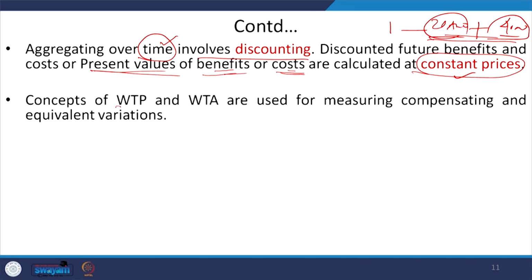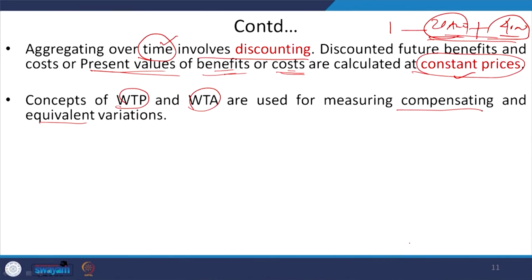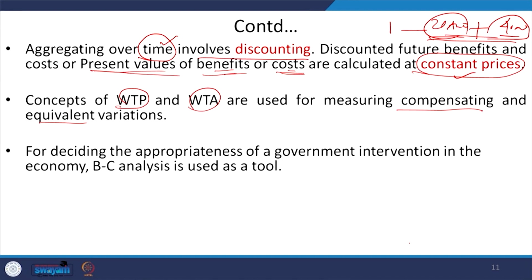So, the concepts of willingness to pay as well as willingness to accept are used for measuring the compensating as well as equivalent variations. I am not explaining what compensating variations or equivalent variations are, as it is already explained in module 4 and module 5 by Professor S.P. Singh. So, in order to save time, I assume that you have already gone through the concept of compensating variations and equivalent variations.